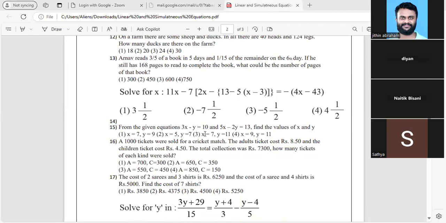So in the last class we did till 14th problem, right? So today we'll be continuing from 15th problem onwards.